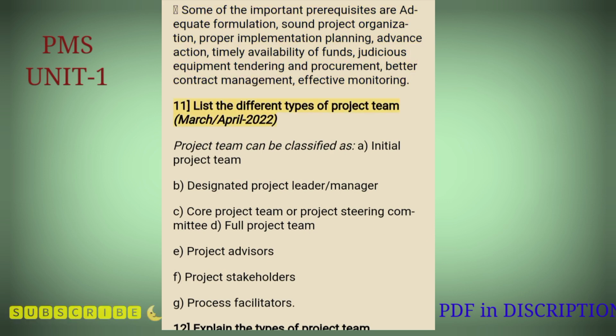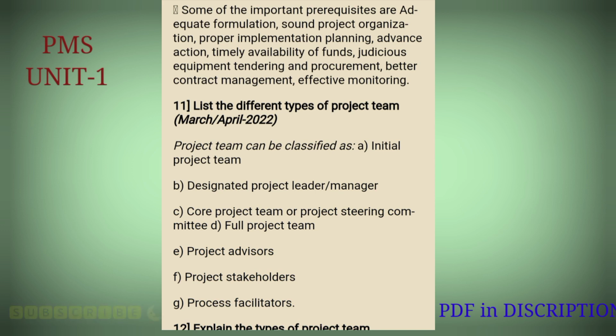11. List the different types of project team. March-April 2022. Project team can be classified as: A. Initial project team. B. Designated project leader, manager. C. Core project team or project steering committee. D. Full project team. E. Project advisors. F. Project stakeholders. G. Process facilitators. 12. Explain the types of project team.